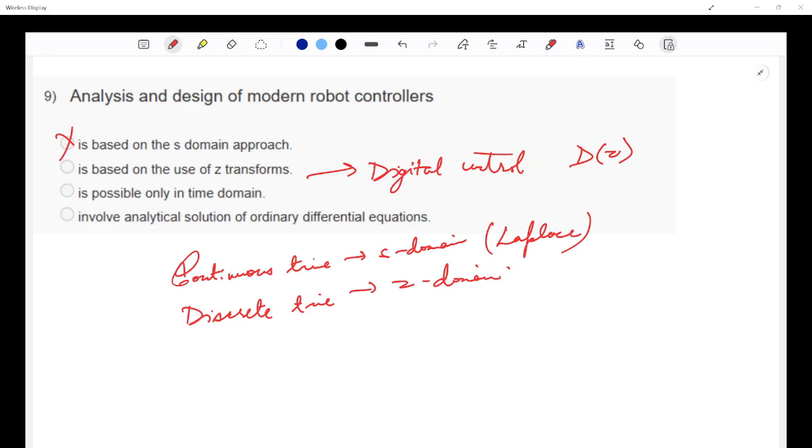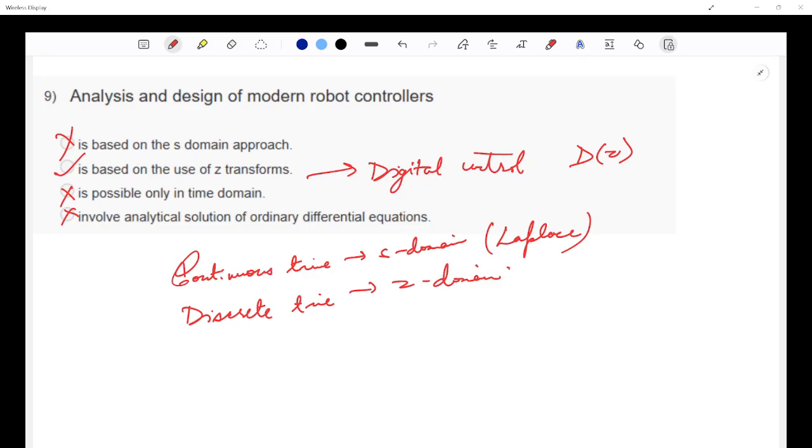So it is wrong because modern control uses numerical methods and discrete updates, with no need for analytical ODEs. So this is also wrong. So we just have this as the correct answer, and these are the wrong answers. For a modern digital controller, you think of it as Z transform. Classical control used S domain. The real robot samples data at 1 to 10 milliseconds. Control is computed at discrete instances.